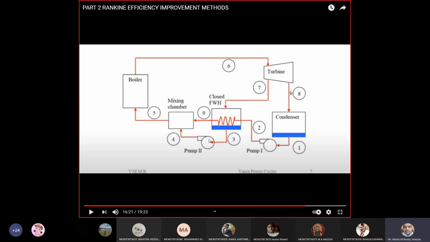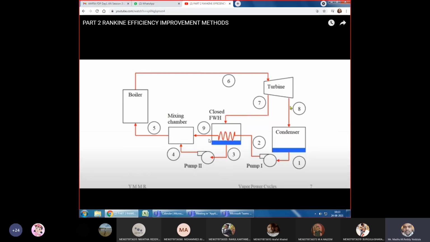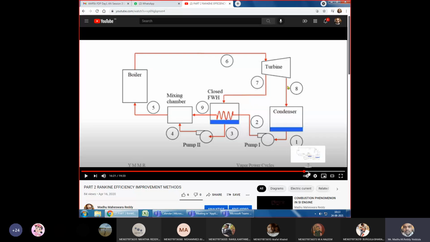The number of feed water heaters depends upon the plant capacity. Okay, so this is about regeneration. We discussed reheating as well as regeneration. Very important. Sometimes you will be asked reheating and regeneration for 10 marks. With the help of a TS diagram, you need to explain. The TS diagram is very important.